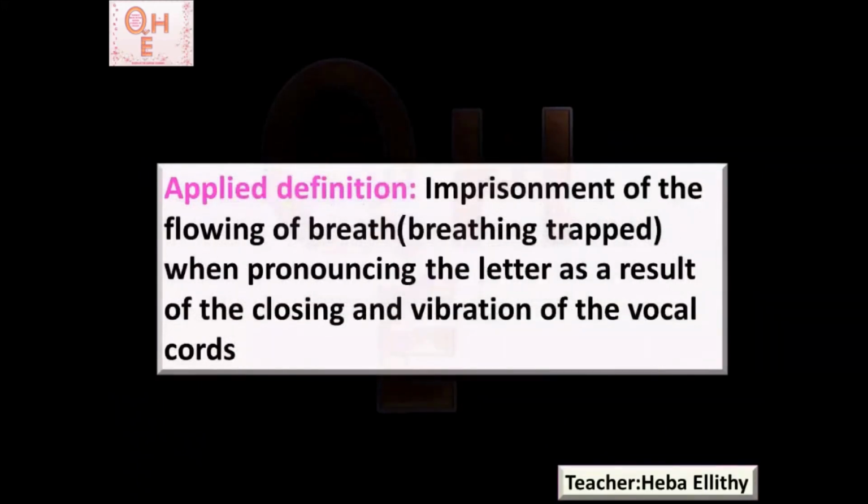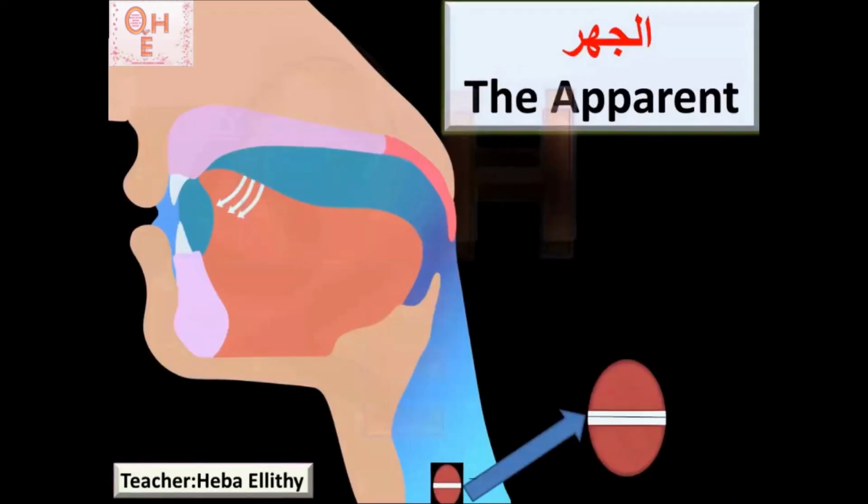So let's see this applied definition in English. Impressment of the flowing of breath, breathing trapped when pronouncing the letter as a result of the closing and vibration of the vocal cords. Let's see an example for it by drawing. Here our example is letter lam. So see how the vocal cords are closed here.